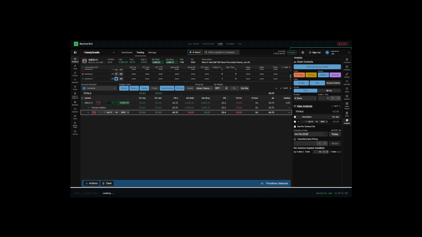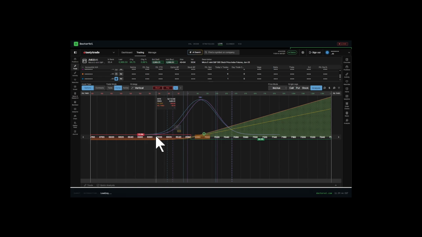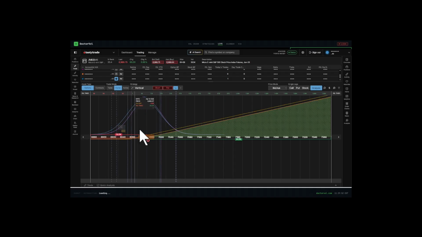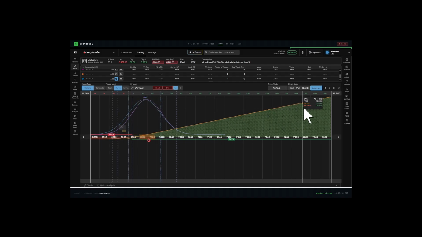Our trade price was $20, like I said. Our multiplier is times 5. So the premium that we paid was a total of $100. Let's go into our risk analysis here. All right, so you can see that the maximum loss that we can have on this trade is $100.